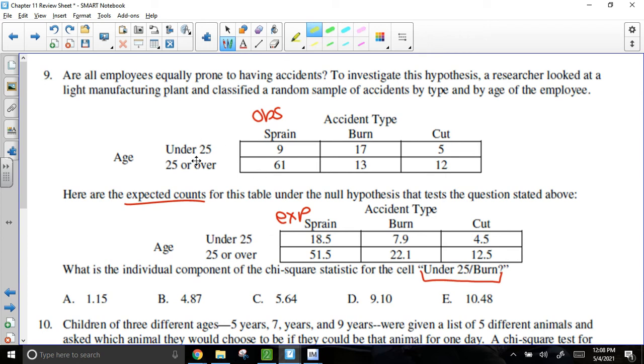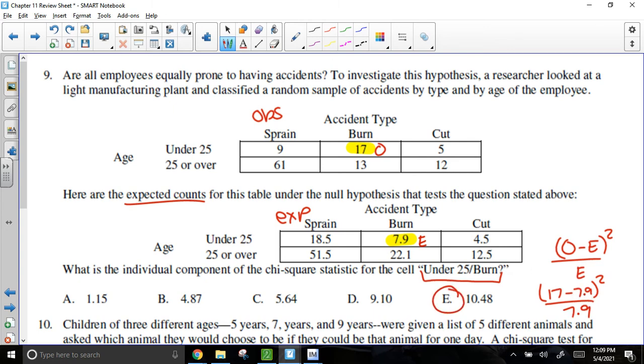So which one is that? Under 25 burn. So what we have here is this is the observed and this is the expected. If you're trying to calculate the component, you do observed minus expected squared divided by expected. So you would do 17 minus 7.9 squared divided by 7.9. So you do that value out in your calculator and you should be getting 10.48.